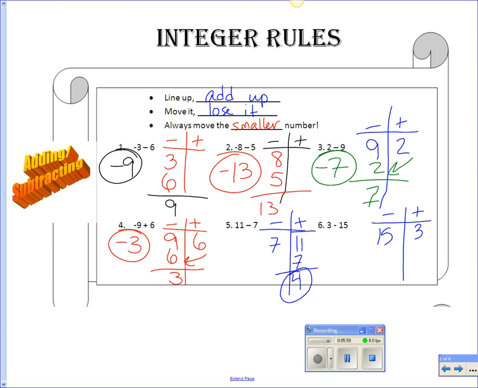Summer, what would you do next? Very good. And Devin, what would your final answer be? Close. Negative 12. Final answer would be negative 12. Okay. Anybody have a question on those?